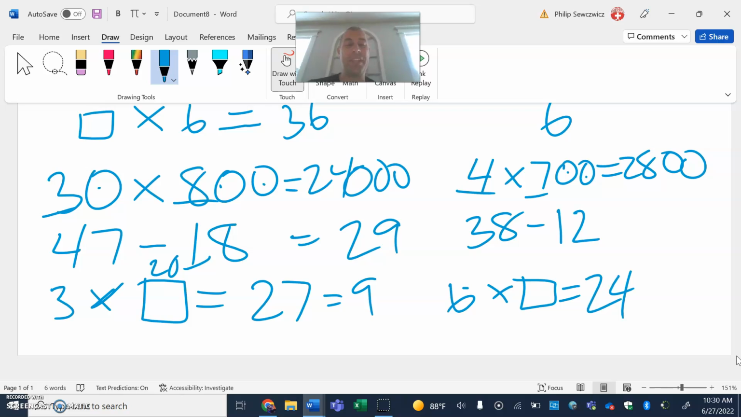All right. 38 minus 12. I'm going to use 20. So that gets me to 8. From 20 to 38, that gets me 18. So altogether, 18 plus 8. Okay, so 2 to get to 20. That means I need 6 more, so that's 26.